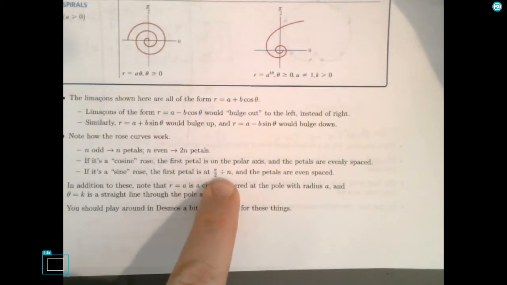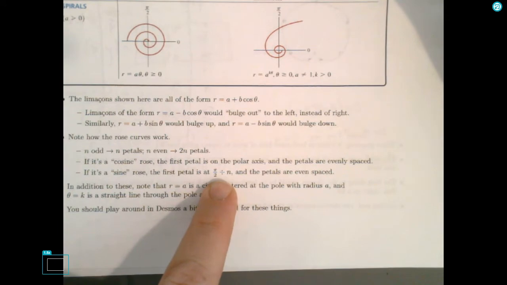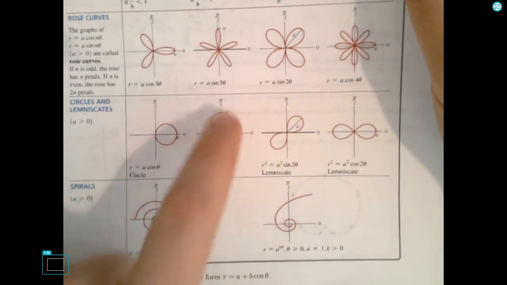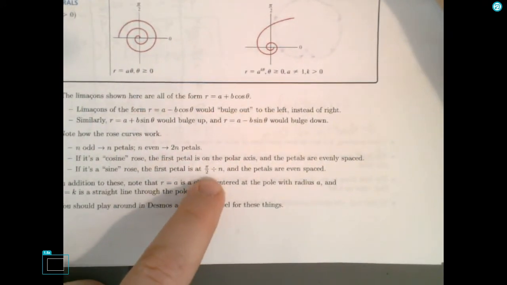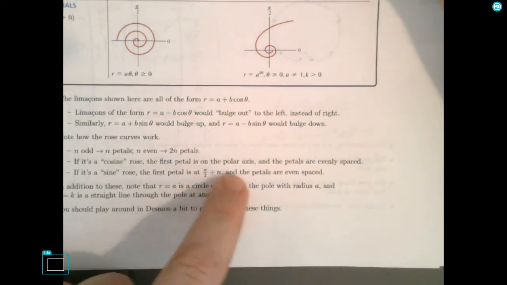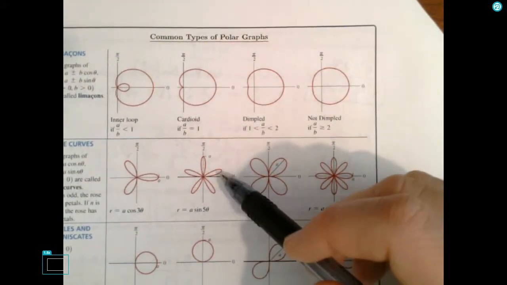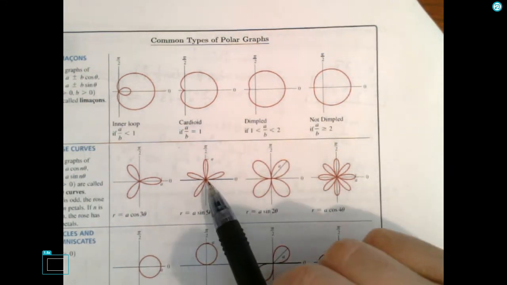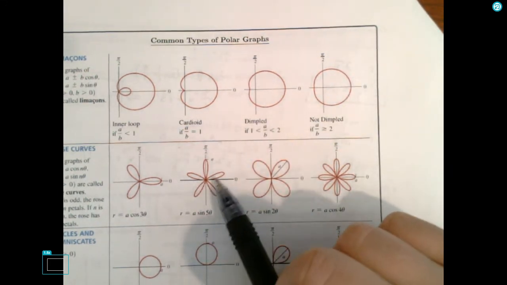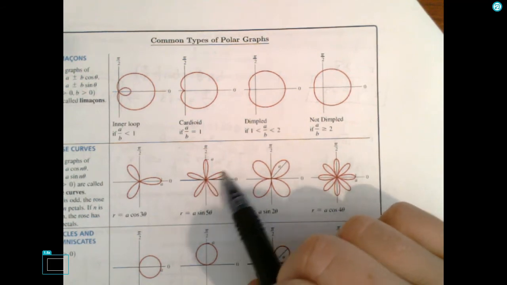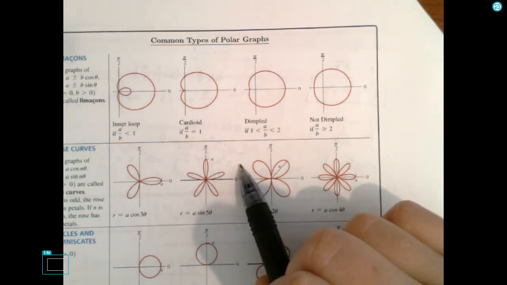So in general, if you've got r equals a sine n theta, then the first petal is at pi over 2 divided by n. And then, once again, the petals are evenly spaced. So if you know that there are 5 petals, like there are here, and that the first one happens at, well, it would be pi over 2 divided by 5, so pi over 10. So the first petal happens at pi over 10.